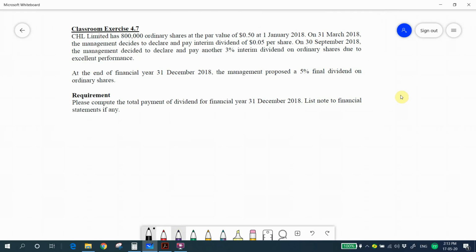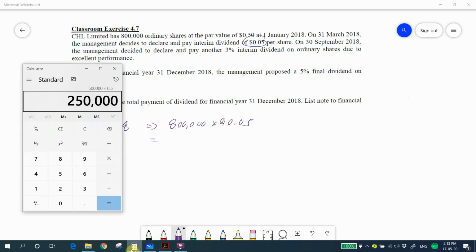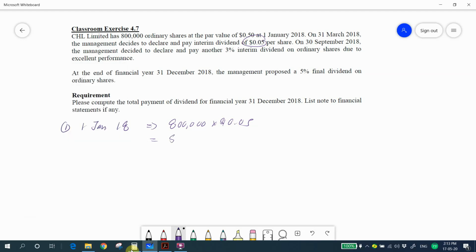So we have to calculate the dividend. The first dividend is declared on 1st January 2018. How do we compute 5 cents per share? We use 800,000 times 0.05. So we get how much? 40,000. Yes, we get 40,000 of interim dividend.